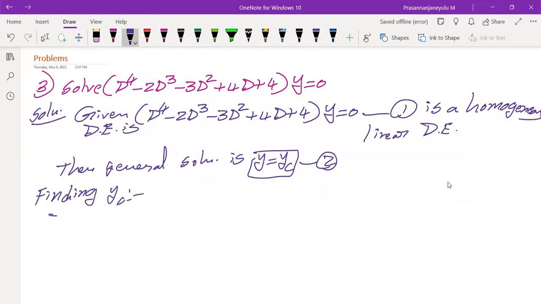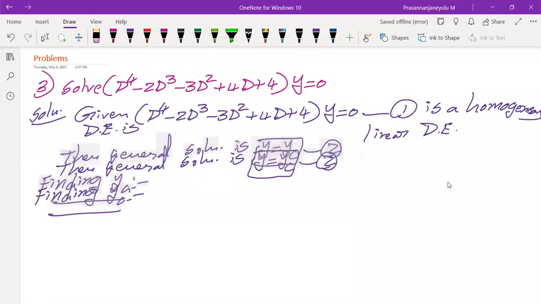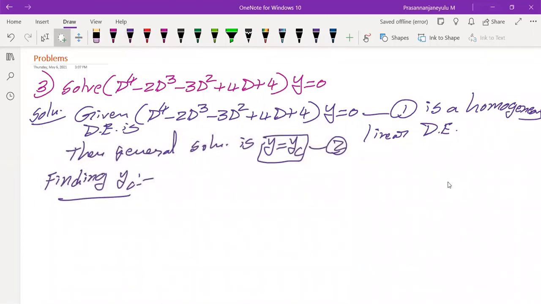Why I am making you practice like this is because in the future we are going to find yc and also yp. In that case, you should not get confused about what we are finding. So I am taking a small heading as finding yc. For finding yc, what do we have to consider?